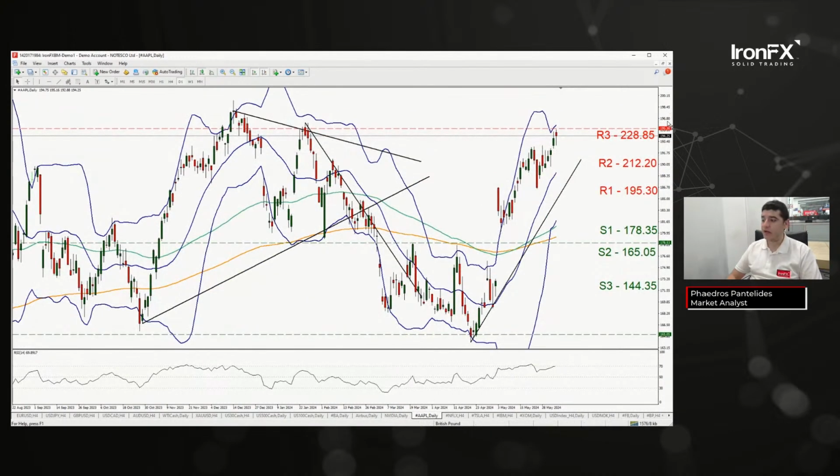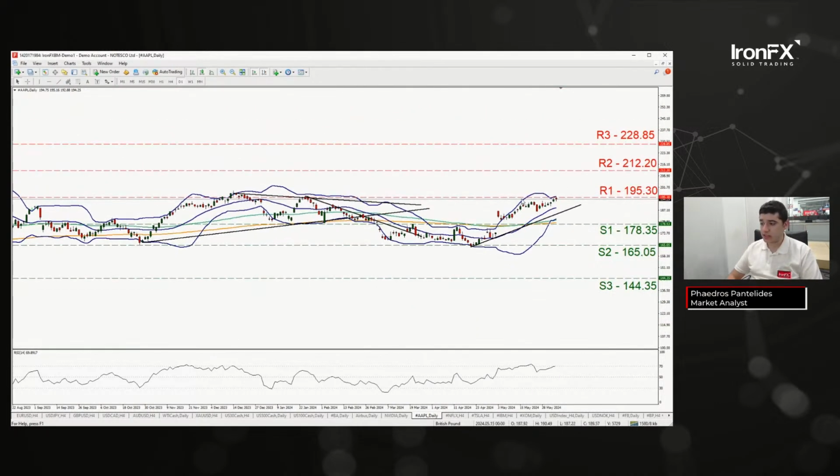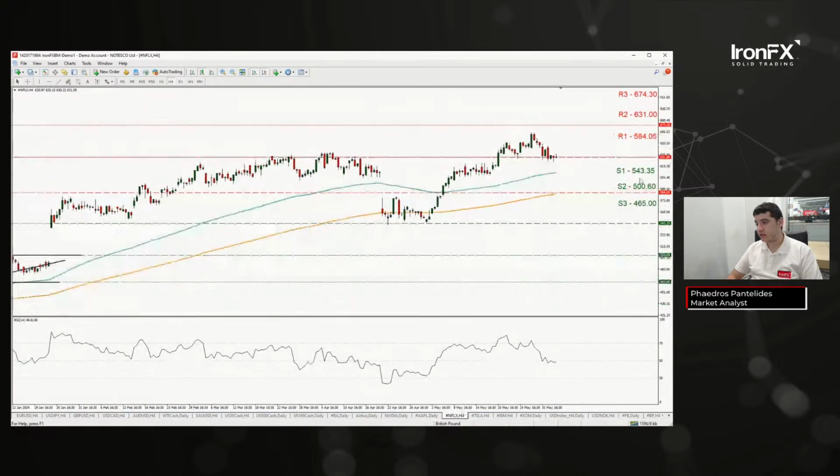Apple appears to be moving in an upwards fashion. RSI at 70 does imply a strong bullish market sentiment. Upwards moving trend line continues to be validated, testing R1 at 195.30, further supporting our bullish outlook for the company's stock price. Onto Netflix, it's resting on our old R2 level.